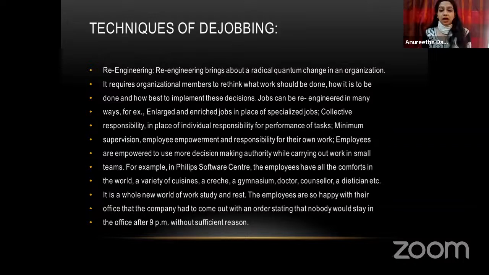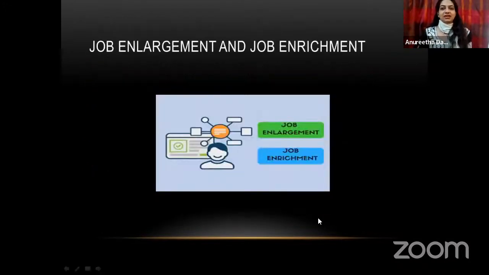For example, I've given you the Philips Software Center. The employees have all the comforts in the world, a variety of cuisines, the gymnasium, the doctor, counselor, the dietitian. So it is a whole new world for work, study, and rest. The employees are so happy with their office that the company had to come out with an order stating that nobody would stay in the office after 9 without sufficient reasons. So, if all these specifications have been contributed well and analyzed well, this is the utmost satisfaction that you get in the job.